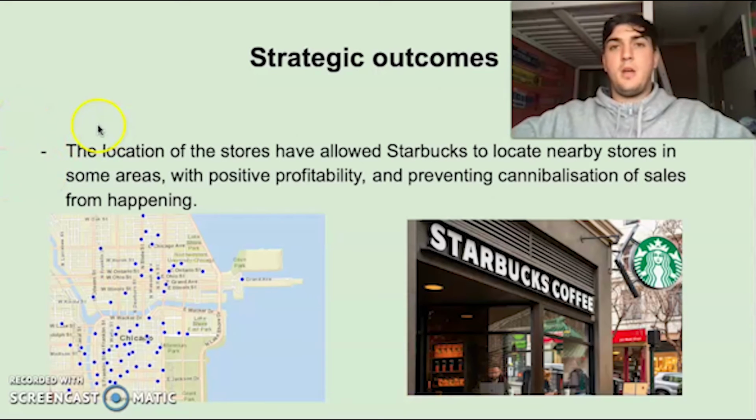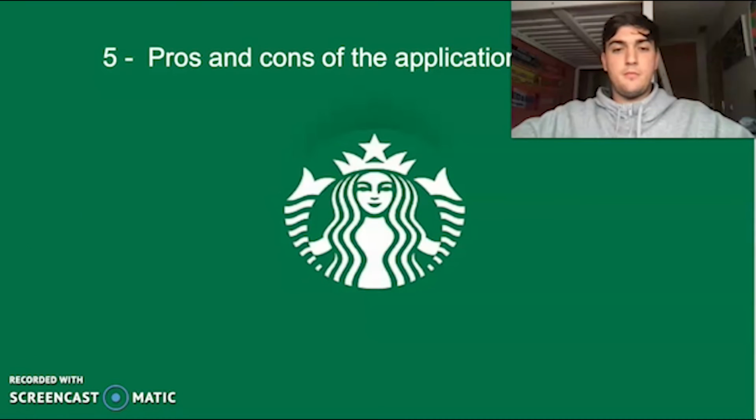Not only that, but the strategic location of the stores has allowed Starbucks to locate more than one store close to each other in some areas, obviously having each one of them a positive profitability, and preventing cannibalization of sales from happening from the different nearby stores. Now my colleague Jesús is going to explain a bit further the pros and cons of the application of this quantitative method.